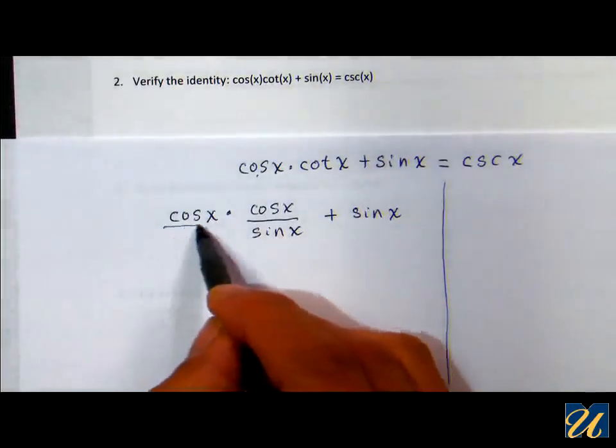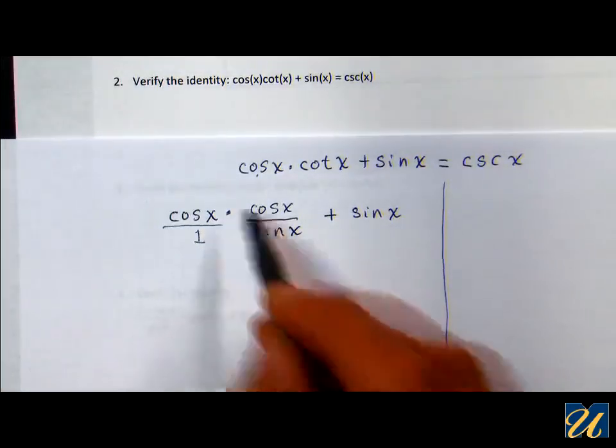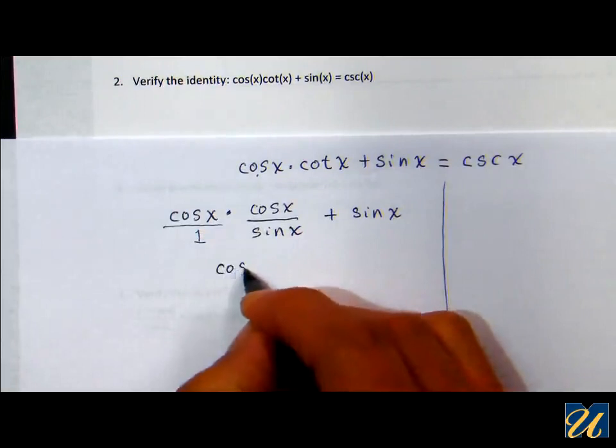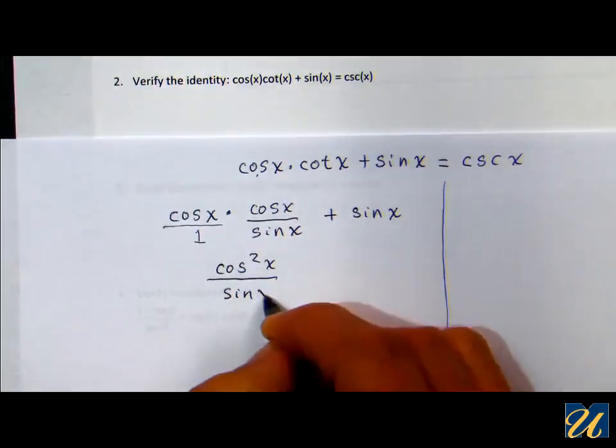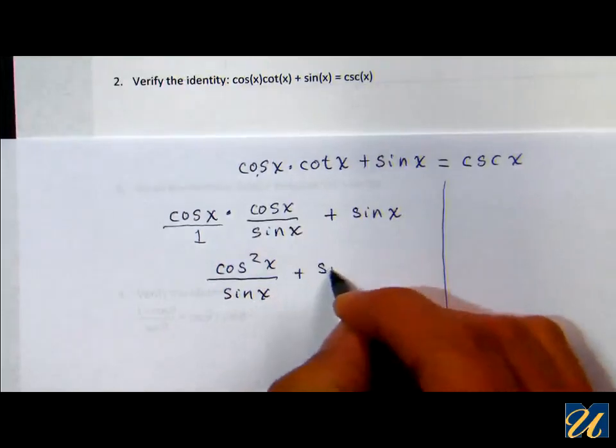So this is a fraction here, over 1. Let's multiply top and bottoms. So that gives us cosine square x over sine of x plus sine of x.